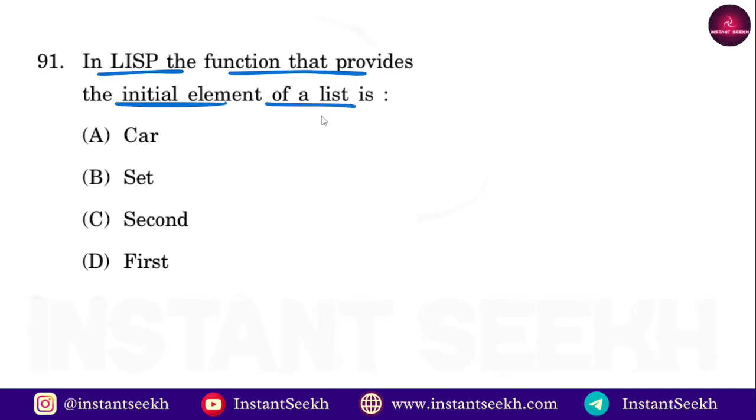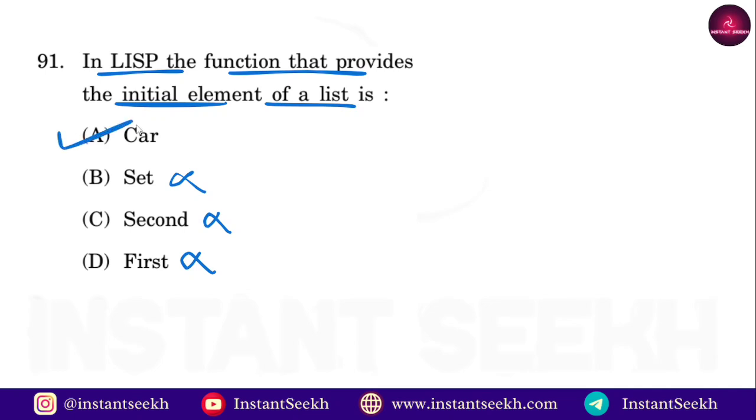Okay, so set is used for assignment. Let's see option B. This is used for assignment, not for list accessing. Second, this returns the second element, not the first, as it is saying. And first is used in different entities, not in list. Okay, so your correct answer is car, CAR.